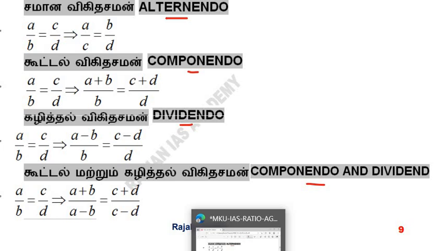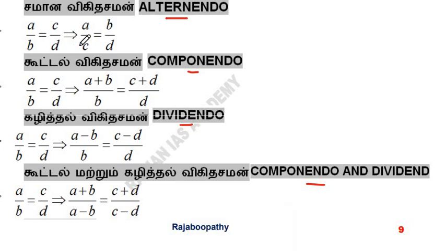So alterando. Why is it called alterando? Because I am altering the numbers: B to here and C to here. So C and B can be altered. Similarly, this is componendo. I add A plus B, then C plus D. Dividendo: deduct. Then combining these two, I will get A plus B by A minus B equal to C plus D by C minus D. This is called componendo and dividendo.